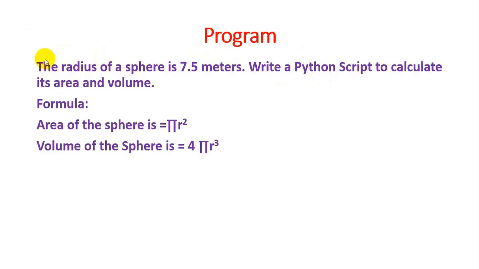Python program. The radius of the sphere is 7.5 meters. Write a Python script to calculate the area and the volume. Area of the sphere is pi r square. Volume of the sphere is 4 pi r cube. So we're going to write a program.